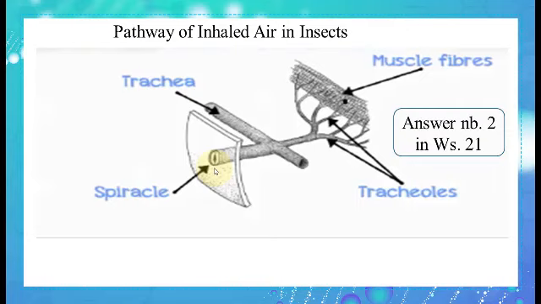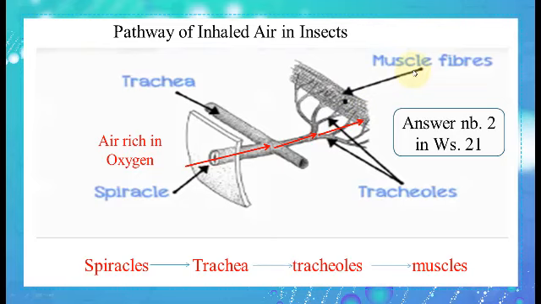So the air that is rich in oxygen gas enters the body of the insect through the spiracle. Then it passes through the trachea and branches into the tracheals till it finally reaches the muscles. Now when we want to write the answer of number 2, don't forget to use arrows in order to show the path of the inhaled air from the spiracles to the muscles.